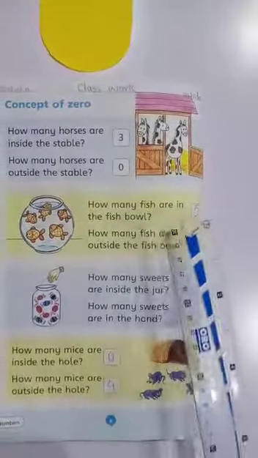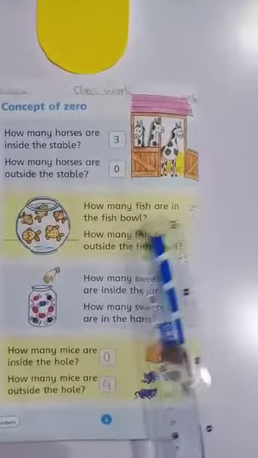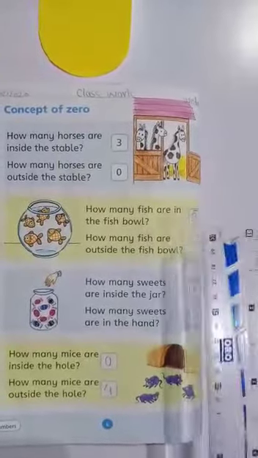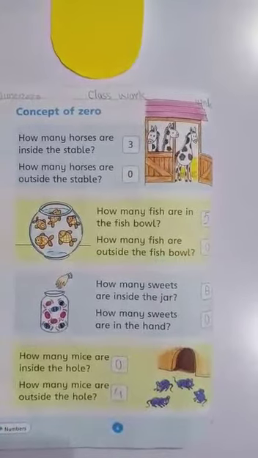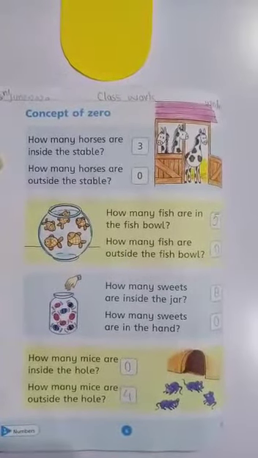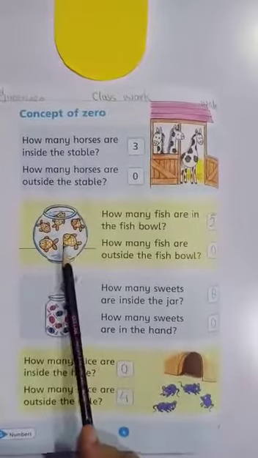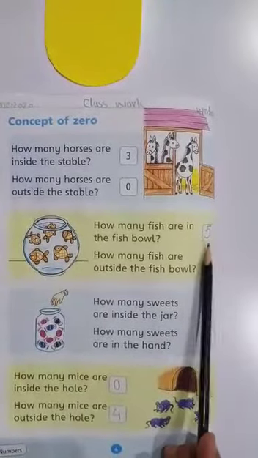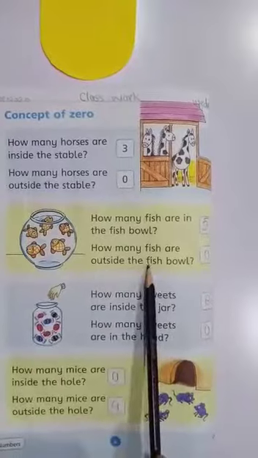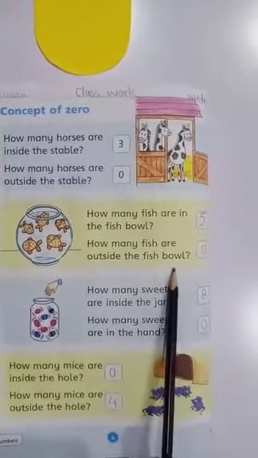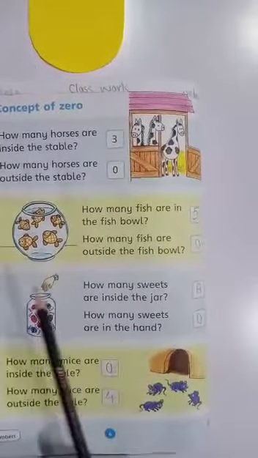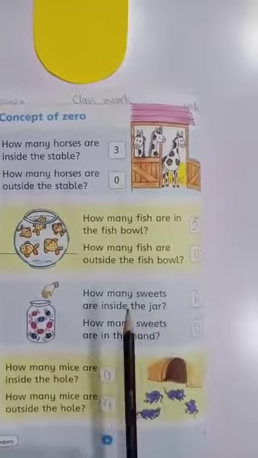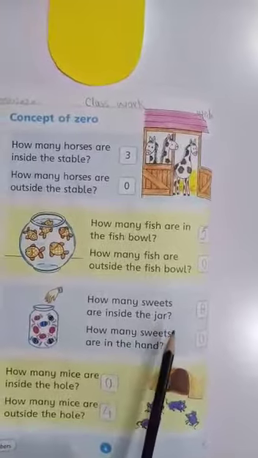0. Next, how many fish are in the fish bowl? So kids, first we will count and then we will write. 1, 2, 3, 4, 5. We will write number 5. How many fish are outside the fish bowl? We will see. No, 0. We will write 0.